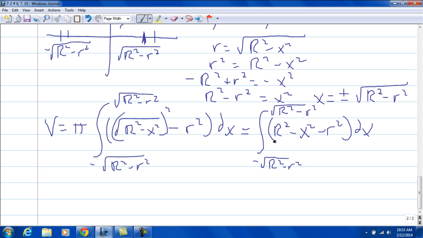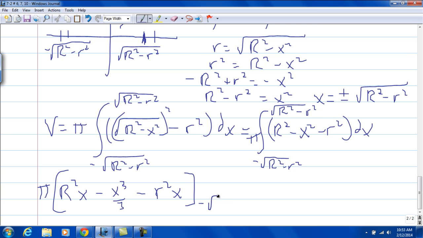Integrating that's not so bad, because capital R squared is a relative constant compared to x squared, and little r squared is really considered a constant compared to x squared. So what we have is r squared x minus x cubed over 3. I forgot my pi, didn't I? Minus little r squared x. And this is going to go from negative square root of capital R squared minus little r squared to the square root of capital R squared minus little r squared.